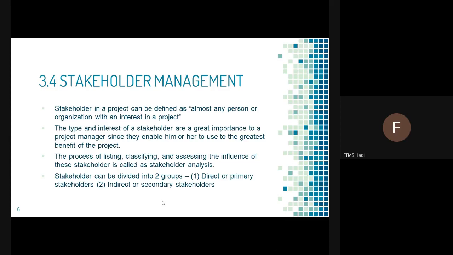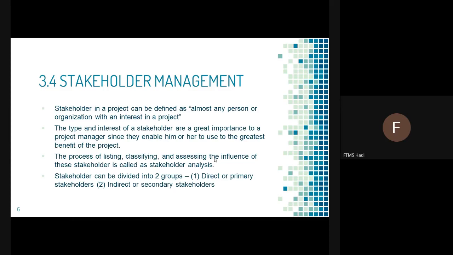Okay, the process of listing, classifying, and assessing the influence of stakeholders is called stakeholder analysis. In order to analyze the stakeholders, you need to list down who they are, and then classify them into categories. From that, you assess whether they bring a very good influence or a very bad influence. Let's say you assess the supplier: is it a very good supplier or a bad supplier? Do they bring a very good reputation to the business or not? So you will look at those analyses.